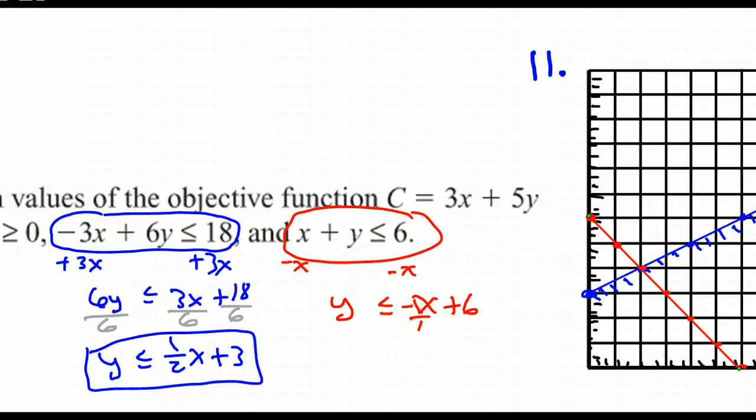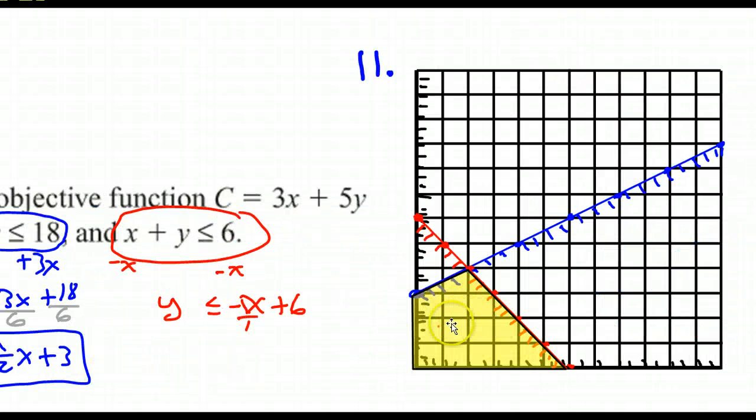Alright, it's less than or equal to, so I will shade a little bit on the below side of the line. Upside down grass. Okay, so I can see that this area right here is the feasible region that satisfies all 4 inequalities or constraints. So kabam, this is the feasible region right here.